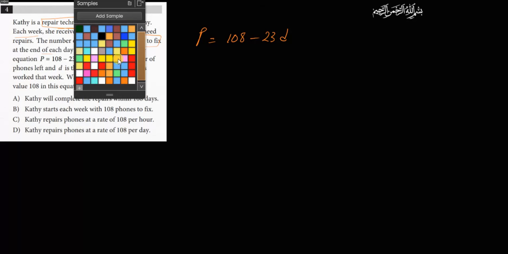So somebody brings in a whole bunch of phones, okay, and then she's got to fix them. That's her job. So the number of phones that are left at the end of the day is given by this equation, where P is the number of phones left, and D is the number of days she has worked that week. What is the meaning of 108 in this equation? I don't know. Okay, well, let's figure this out.